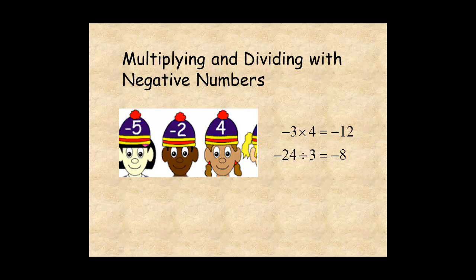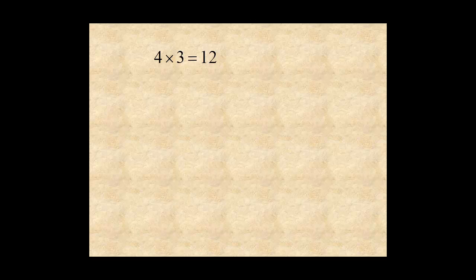This lesson shows how to multiply and divide with negative numbers. You already know that the product of two positive numbers is positive. You knew that before you even heard of positive or negative numbers. For example, positive 4 times positive 3 equals positive 12. But before moving on, stop and think what this means.